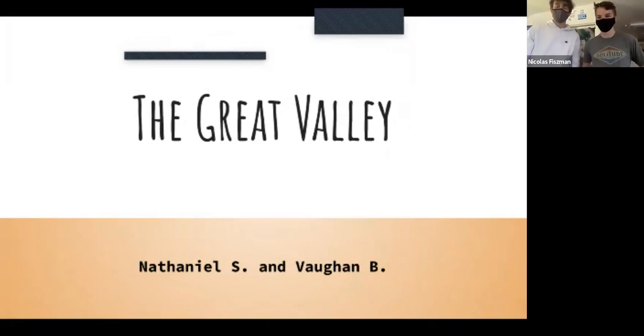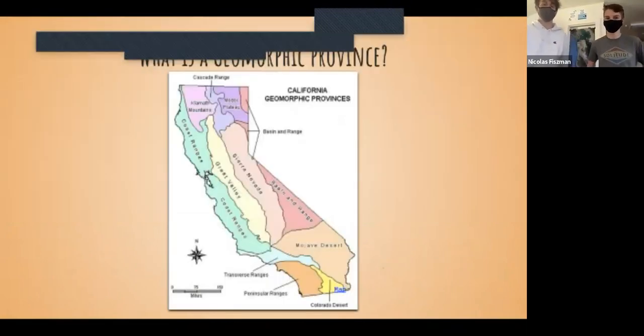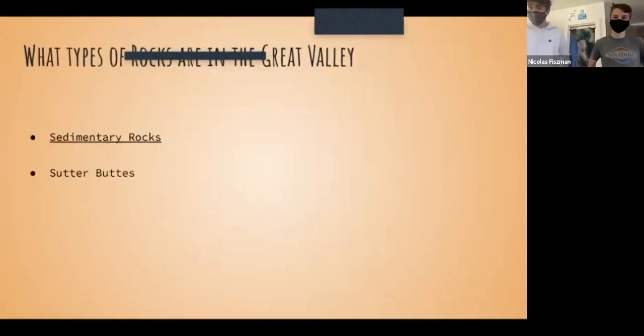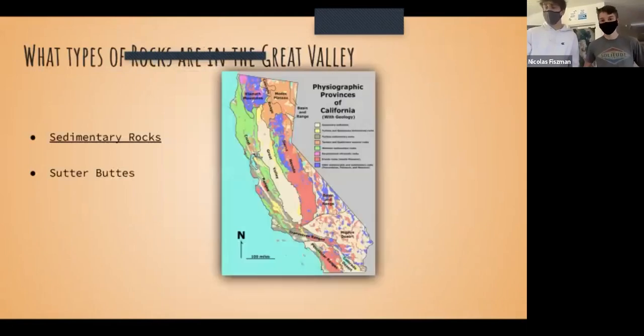So today we're going to be talking about the Great Valley. The Great Valley is a geomorphic province in California. To be specific, a geomorphic province is an area of land that is separated by its unique geology from its surrounding. As you can see, there are several different types of geomorphic provinces in California. Almost all of the rocks formed in the Great Valley are sedimentary rocks. Some of the most common rocks you can find in the Central Valley are sandstone and different types of alluvium.